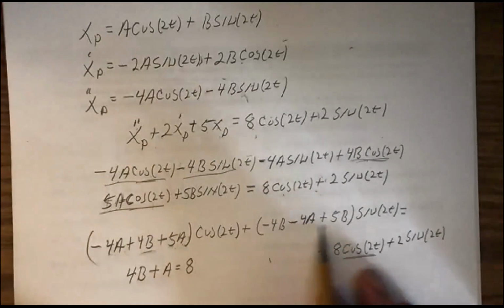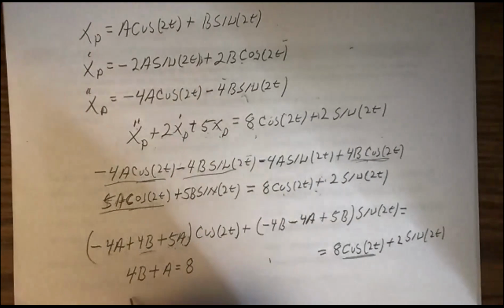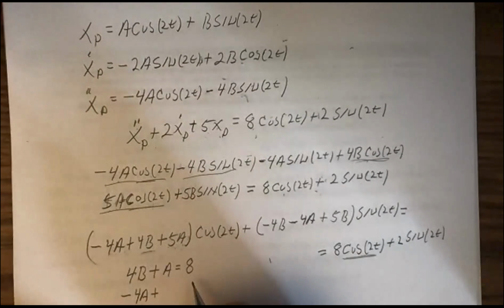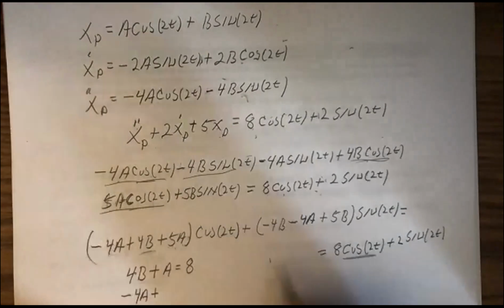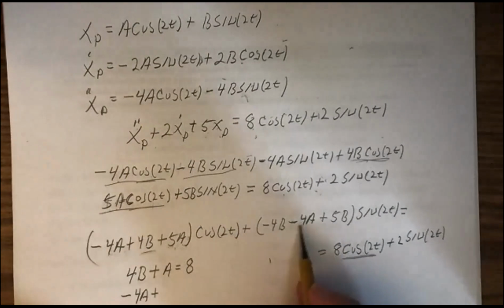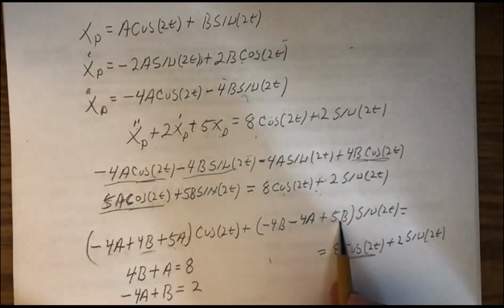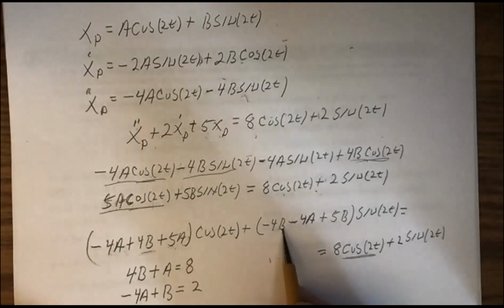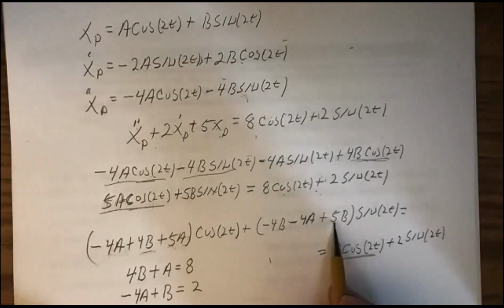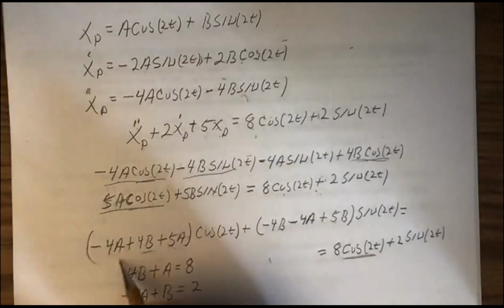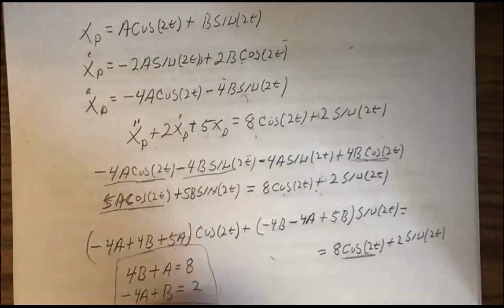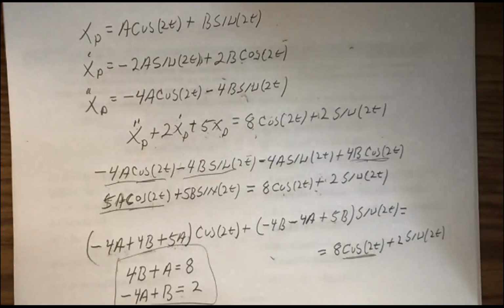Now here I can simplify this. I can get minus 4a plus b is going to be equal to 2, right? Here I got a minus 4b, here I got a 5b, so it's okay. So these are my two equations. Those are my two equations.